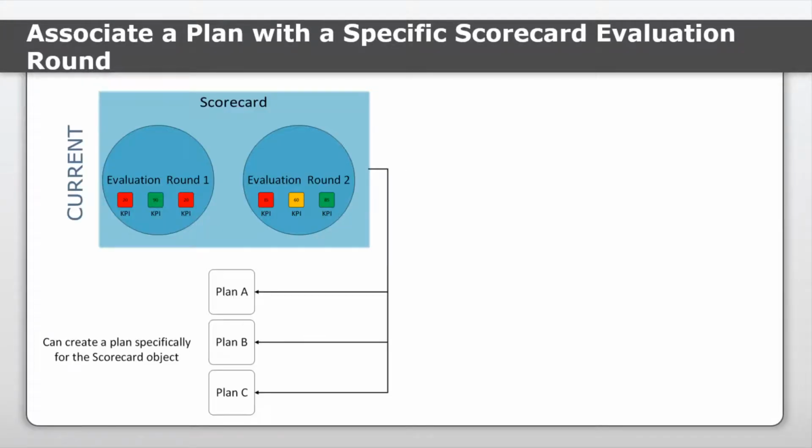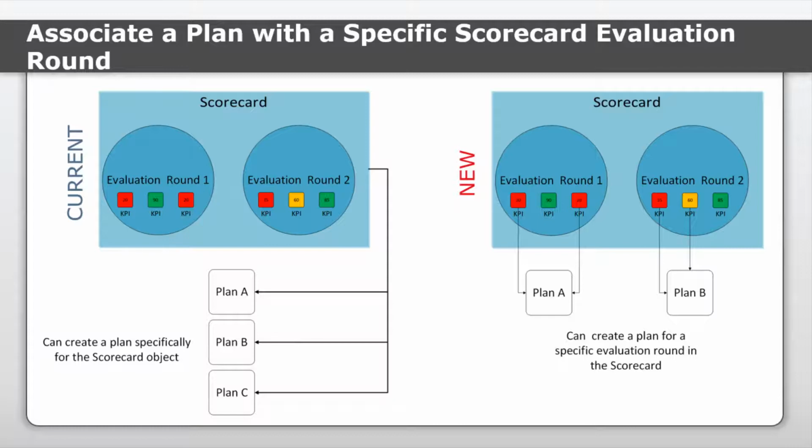As you can see here in the graphic, customers can currently create multiple supplier development plans for an overall scorecard. This particular scorecard has 2 evaluations and 3 plans. But those plans are associated with the scorecard object and not the actual individual evaluations. In the upcoming release, customers will be able to create a single plan or multiple plans for a specific evaluation round. For example, here we have 2 low scores in the evaluation round number 1. In the new release, customers will be able to create a specific plan to address the low scores in that specific scorecard evaluation. The plans will be associated with the same overall scorecard, but they'll be specific to the particular evaluation round and not the entire scorecard object.